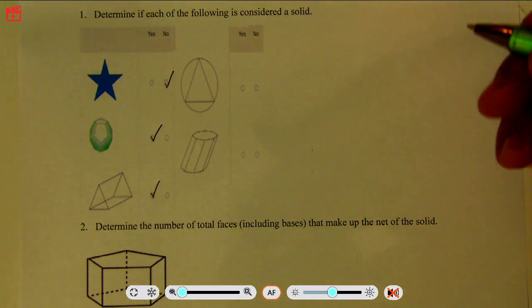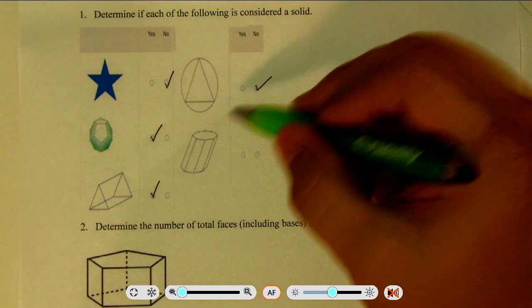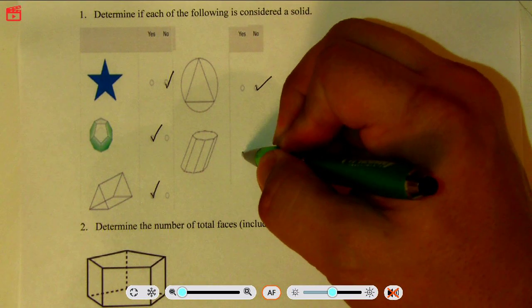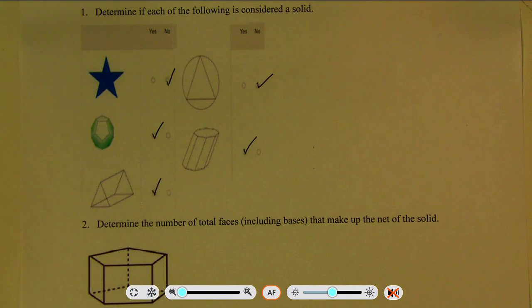The triangle insert into a circle, no, and it's not particularly a prism, but that is a solid. It is a 3D shape. So solid, 3D shape.